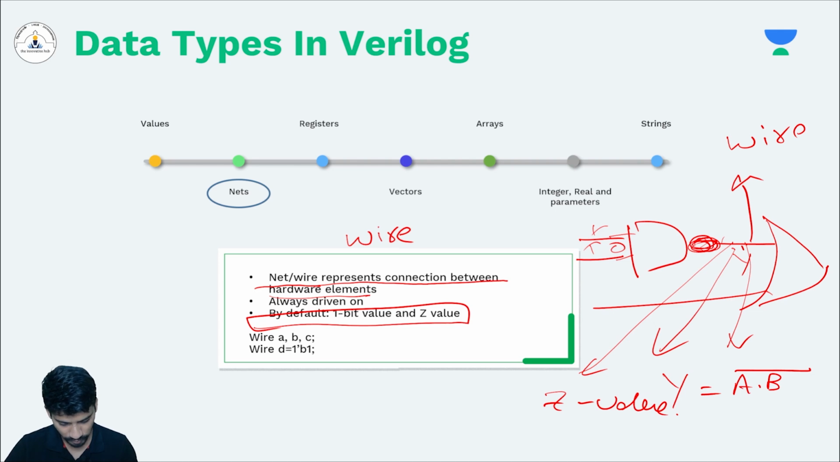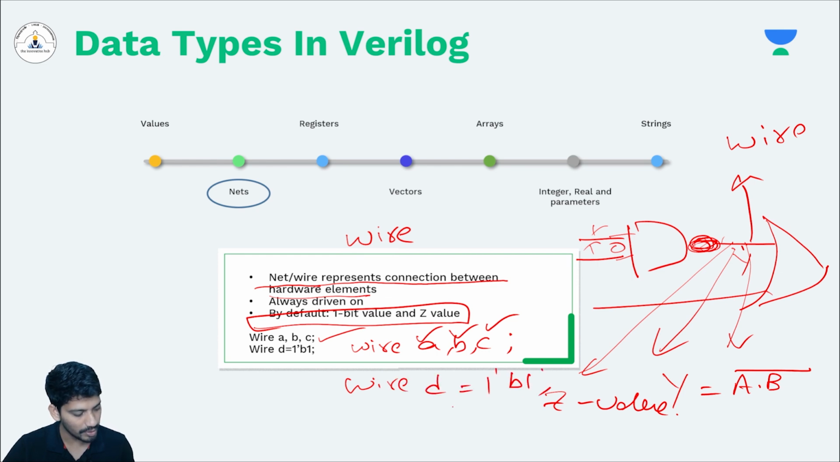Okay. So let's see examples of how to define a wire in Verilog. You can define wire like this: wire A, comma B, comma C. It means A, B, C are three different wires, each having a 1-bit value. And wire D is equal to 1'b1. So here I am defining the wire D as well as assigning the binary value 1 to wire D. If you don't assign any value, by default these A, B, C are in high impedance state.